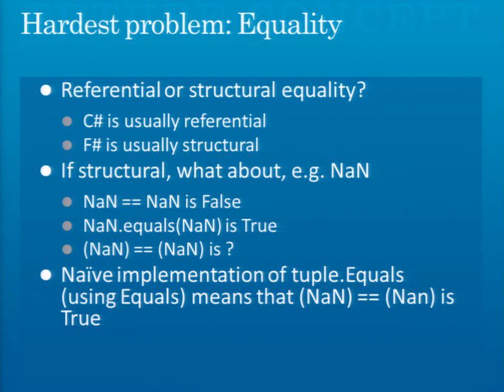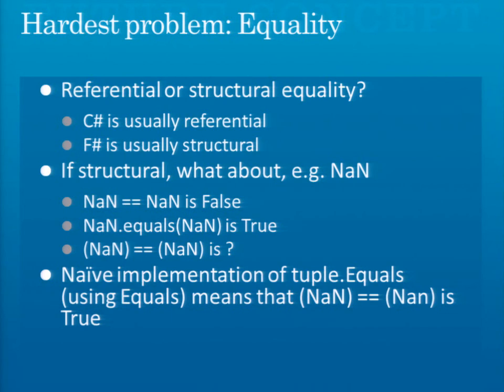Right, so give a simple example, right? Should it have referential or structural equality? In C#, most of our compound types use referential equality, like the array class. F# is usually structural, right? And then you get interesting questions like, well, what about NaN, right? Because NaN equals NaN is false in any language that knows anything about the IEEE, including F# and C#. But NaN.Equals(NaN) is true. And so what about a tuple of NaN? What should that be, right? And the answer is it would be pretty weird if this was false and this was true, right? So you really want this to be false.